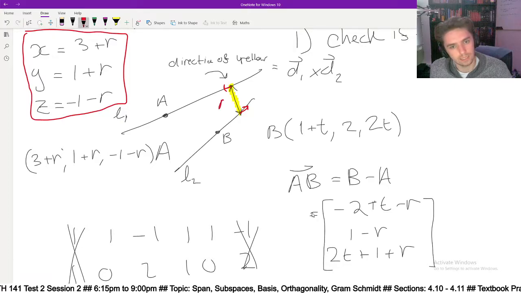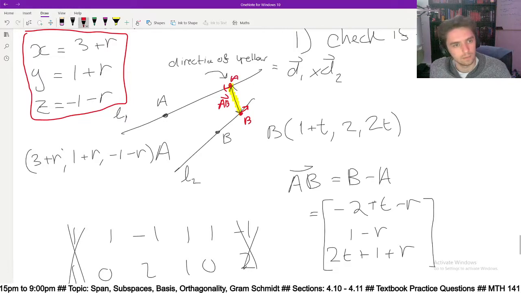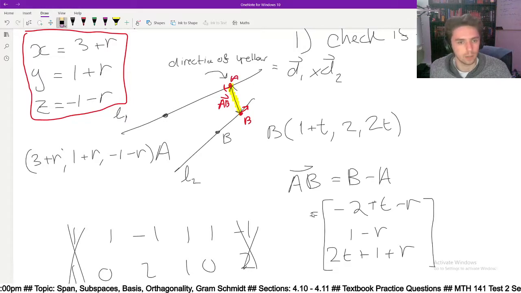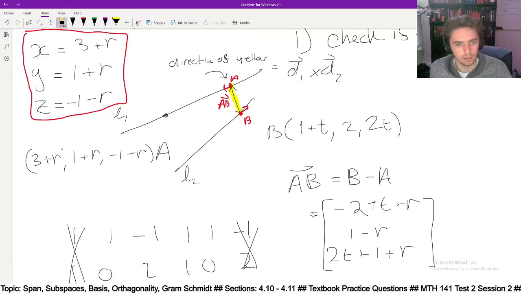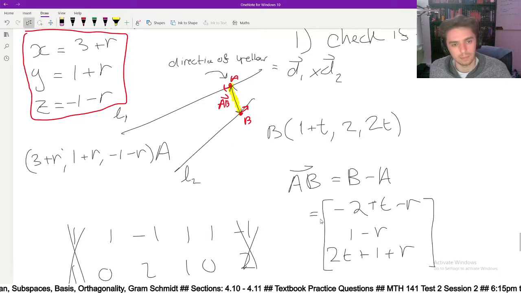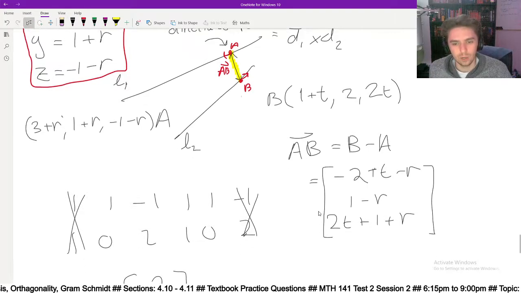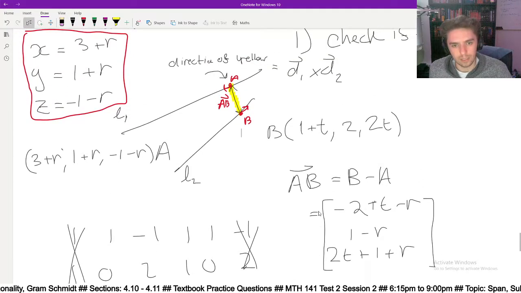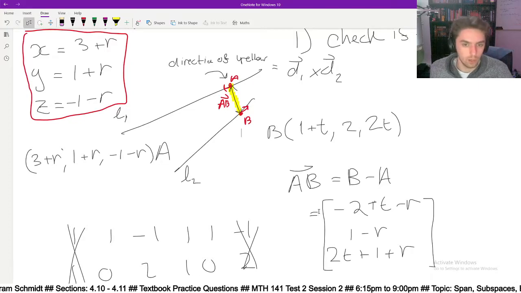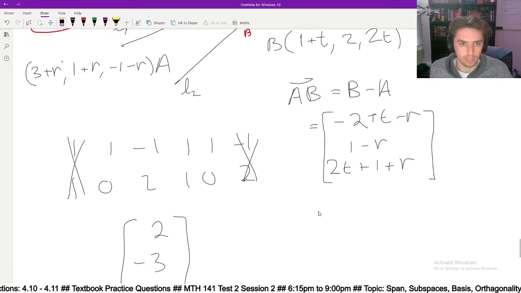Of course, I should have called that A and that B, but that's arbitrary, so it doesn't matter at all. These line extensions don't mean anything. So now we have AB, this point right here. The thing we know about it is that AB is going to be orthogonal to both those direction vectors.